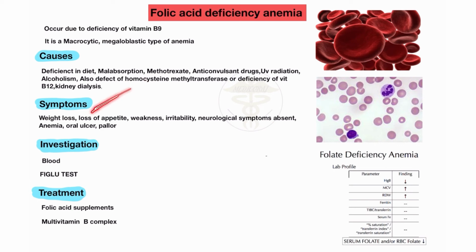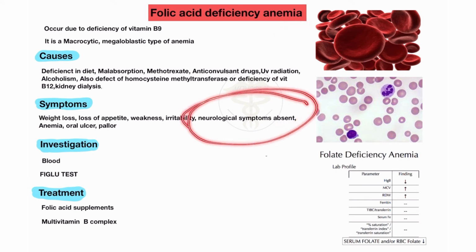What are the symptoms of the patient? Weight loss occurs in the patient with folic acid deficiency anemia, along with loss of appetite, weakness, and irritability, but neurological symptoms are absent. When I discuss pernicious anemia, vitamin B12 deficiency, I will explain that neurological symptoms are present in pernicious anemia, but absent in folic acid deficiency. So this is the difference between folic acid deficiency anemia and pernicious anemia. Here you will not see neurological symptoms in folic acid deficiency anemia.